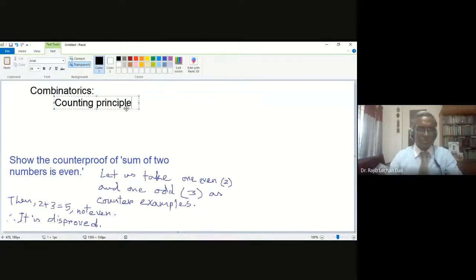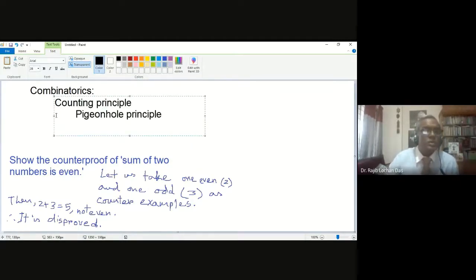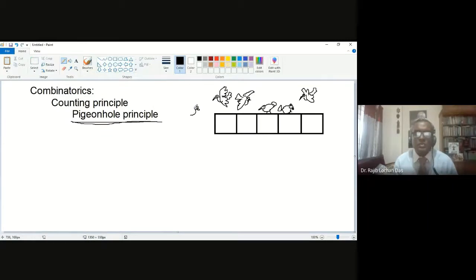Includes counting principle is one thing, and it has one example or one theory called the pigeonhole principle. So we will talk about this today, and there are other things we will discuss. Okay. So we have six pigeons.